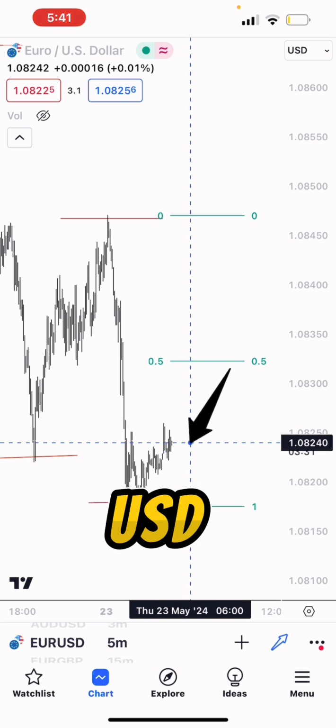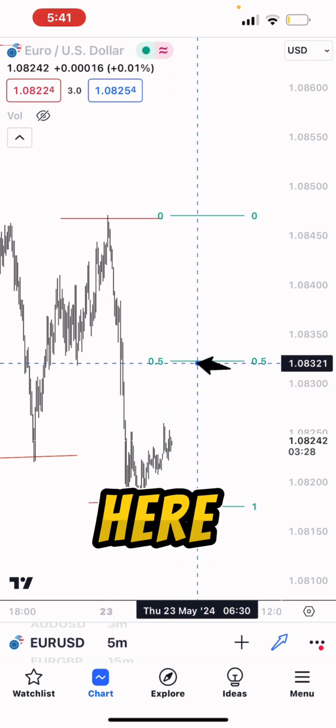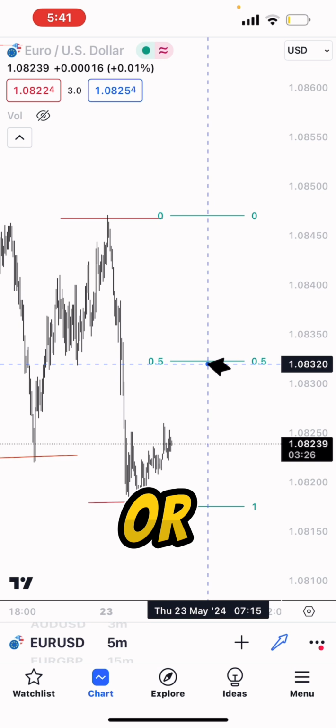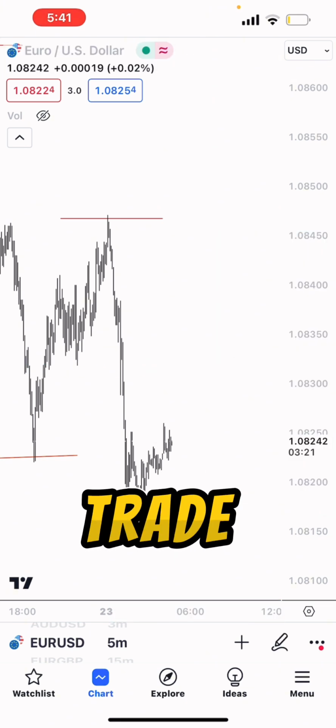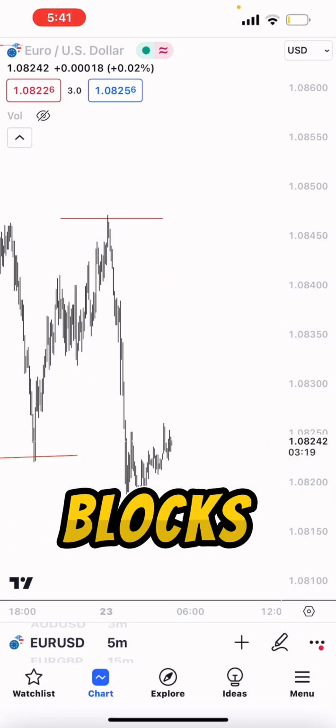But since we're selling Euro USD, we want Euro USD to actually come up here and get more expensive, above this green line or at this green line. And so if I'm looking to trade this, for me, I only trade what are called gaps or order blocks.